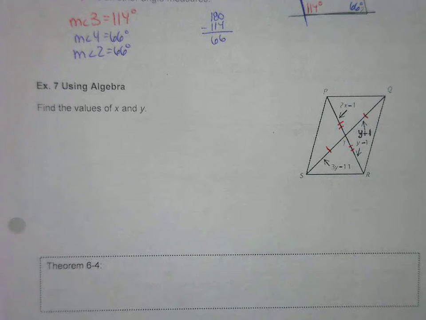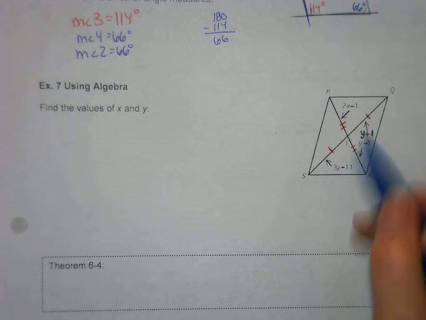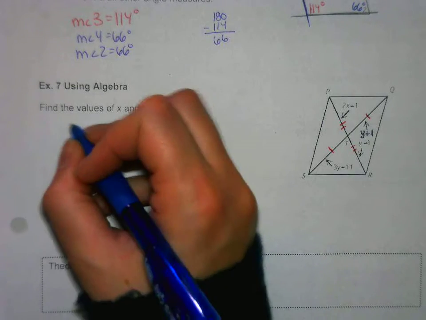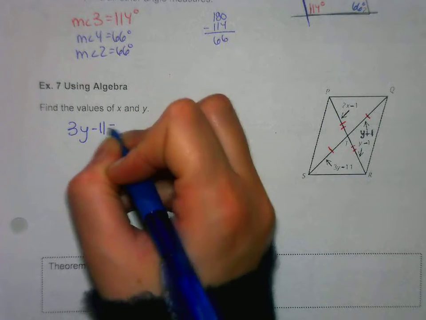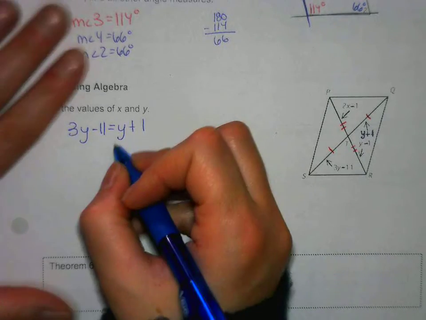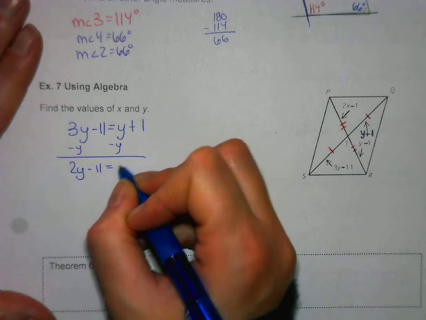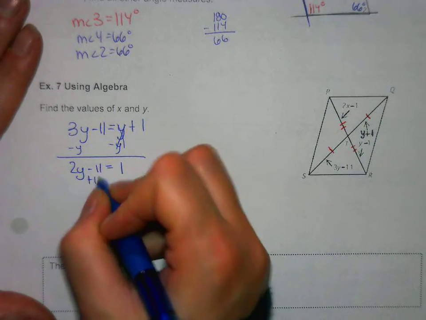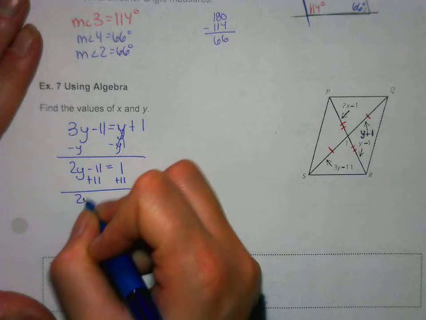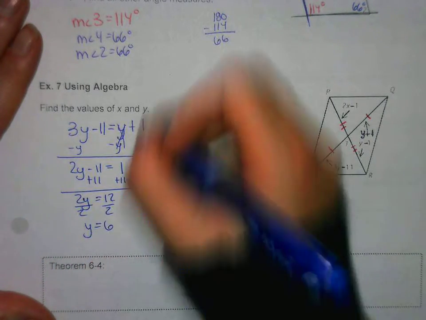So when I go to first start to solve this, I'm going to start with this diagonal because they're both dealing with y's. So I know they're congruent, so I have 3y minus 11 equals y plus 1. So if I go to solve this, I'm going to subtract y to both sides. 2y minus 11 equals 1. Add 11 to both sides. 2y equals 12. Divide by 2. Y equals 6.